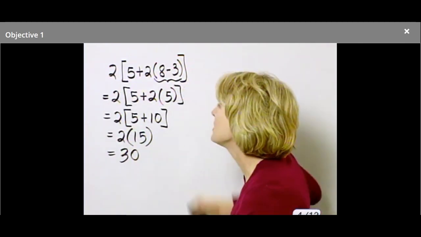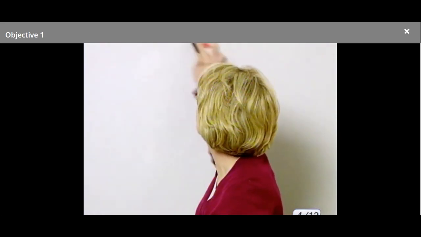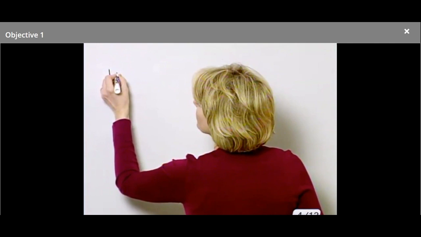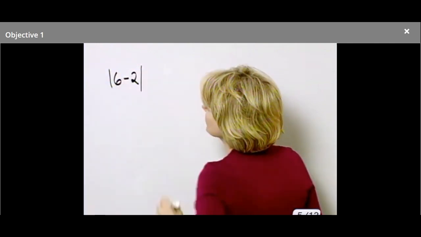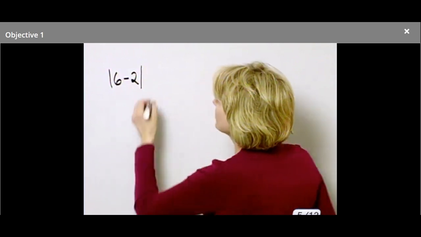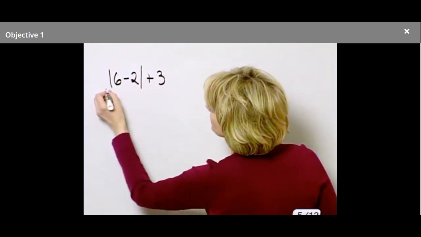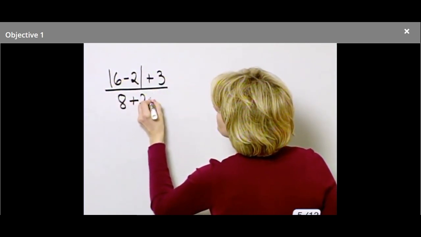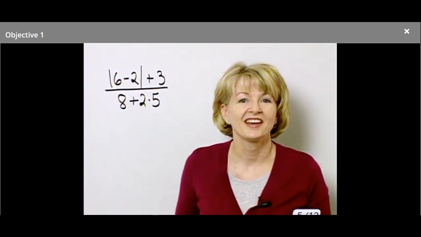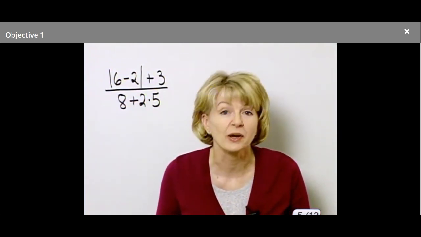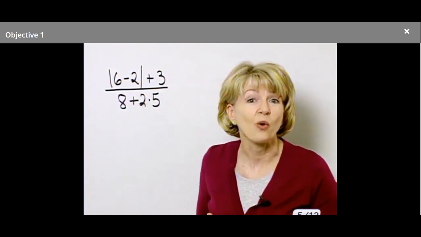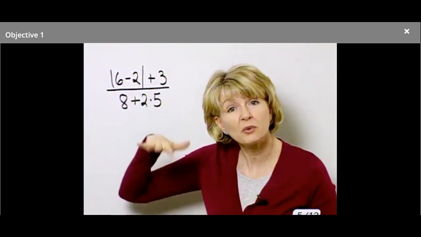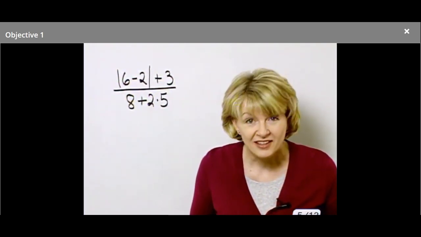Let's try one more time. Let's practice using order of operations. We use this continually throughout algebra. Let's suppose we have the absolute value of 6 minus 2 plus 3 all over 8 plus 2 times 5. Here is an expression. I'd like to evaluate this expression. So we use order of operations. Now notice we have a fraction bar, so we will evaluate in the numerator and denominator separately.